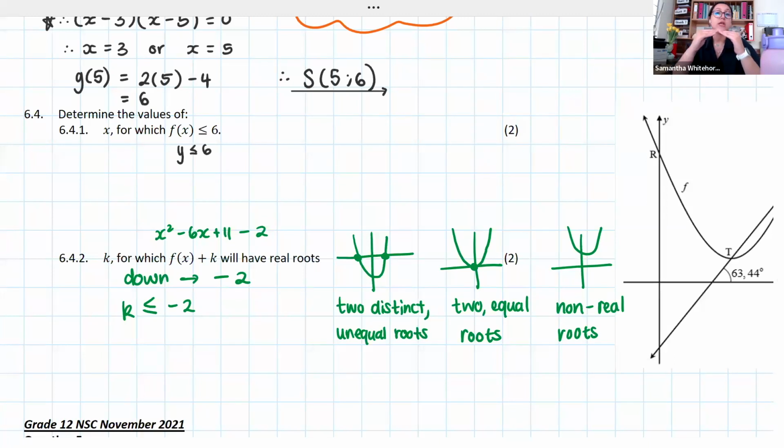I don't want to go only 1 unit down, because then I still have non-real roots. 2 units down puts me on the x-axis. That's still a real root. It cuts once, but it's still a real root. And anything more than that, so -3, -4, -5, will give me those real roots. And so that's how you need to approach these questions, with the idea that we're talking about a turning point, and with this summary in mind of where do you have equal roots, non-real roots, etc.